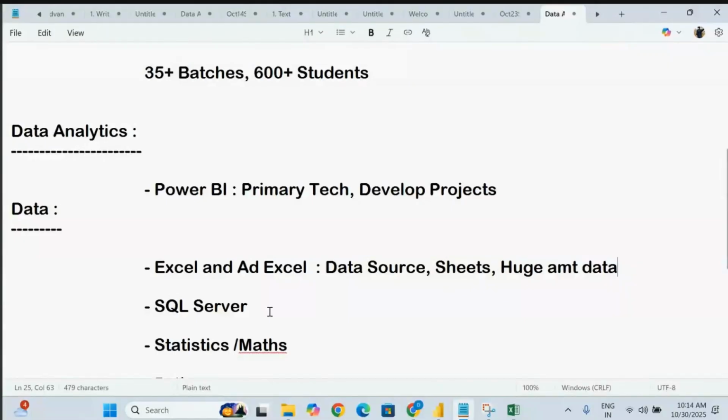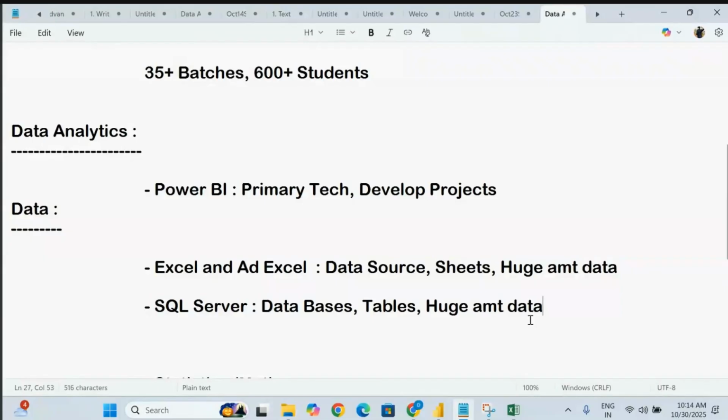When we reach the SQL Server, I will let you know that here also we call it a database. Why do we call it a database? Because you can create many databases over here in SQL Server. Each database again contains multiple tables, and each table contains a huge amount of data.